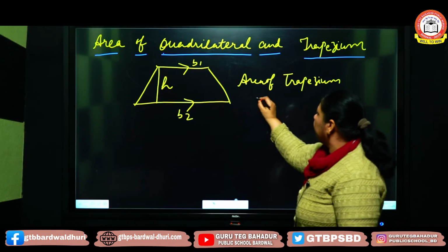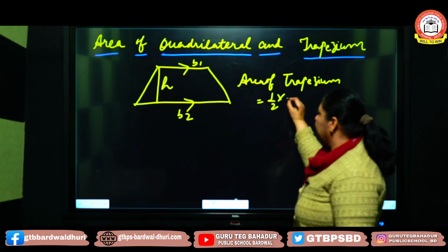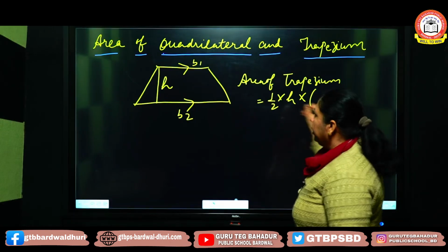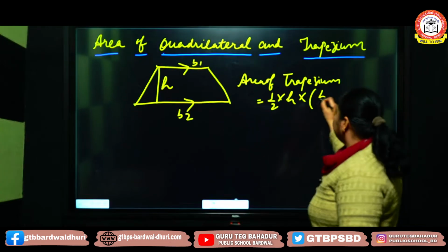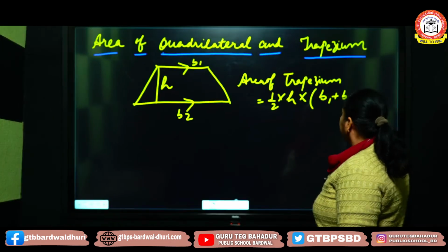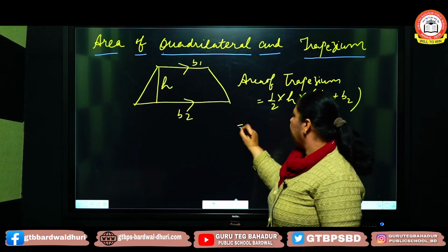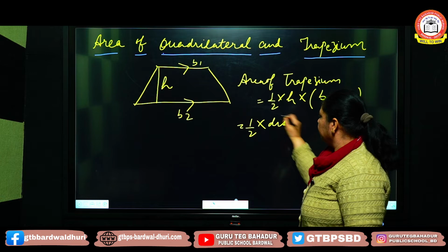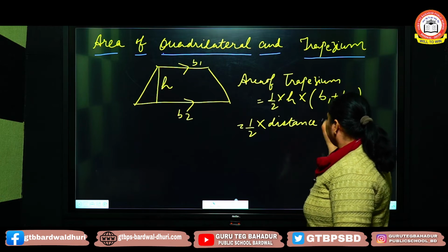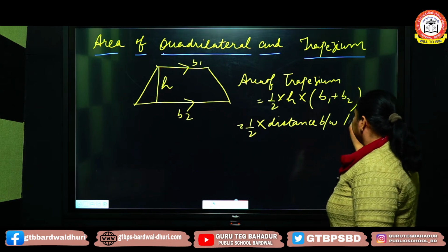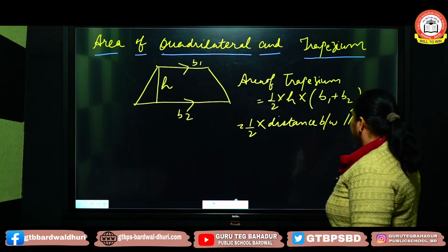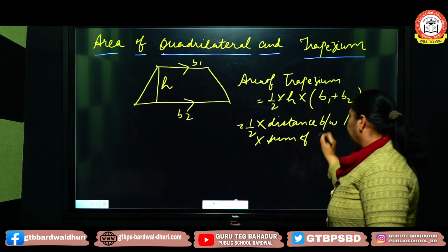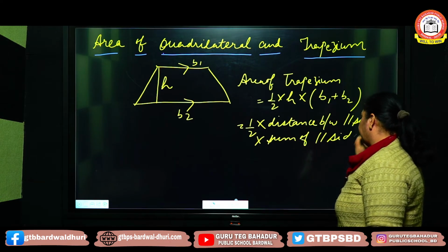So the area of the trapezium will become half into h, where h means the distance between these two parallel lines, into the sum of these parallel lines, that is the bases B1 plus B2. So the area of the trapezium will become half into the distance between parallel sides into the sum of parallel sides, or you can say the bases.